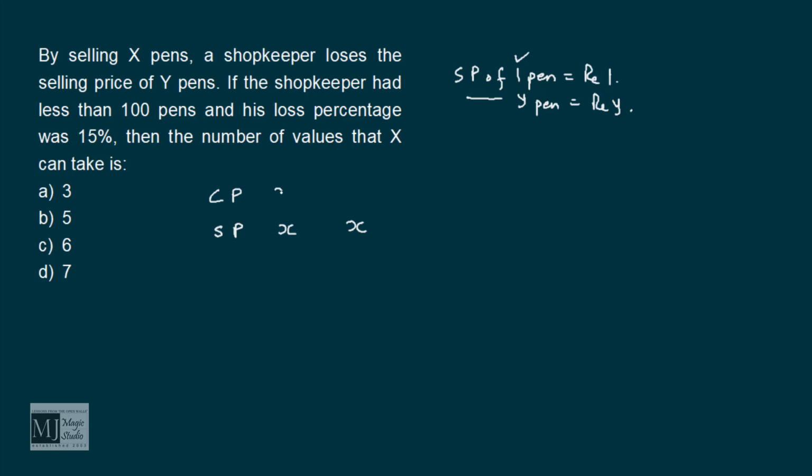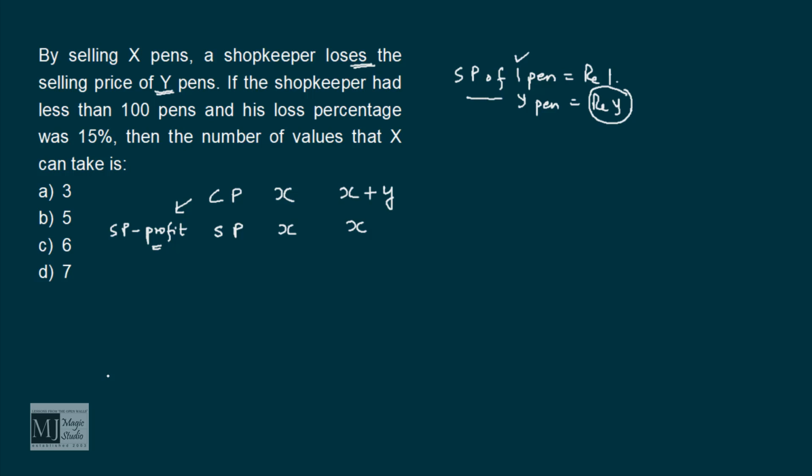Now, can you tell me what would be the cost price of X pens? Cost price is always selling price minus profit, isn't it? So the cost price of X pens would be the selling price of X pens, that is X, minus profit. But here, what is the profit? Profit is the losing price of Y pens, that is minus Y. So CP is X plus Y. I hope this thing is clear.